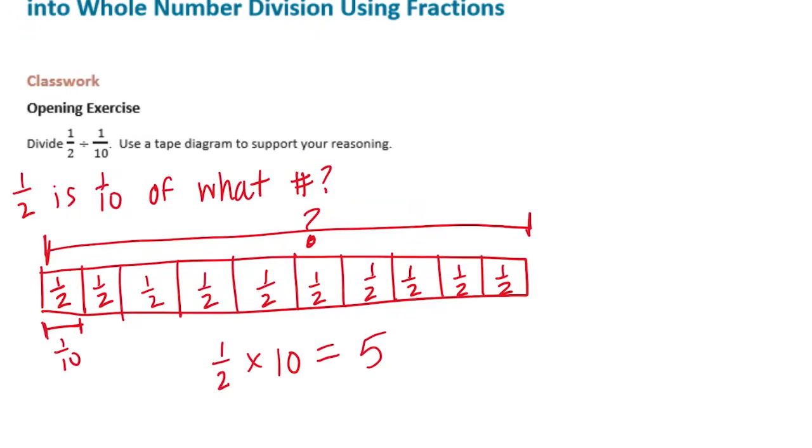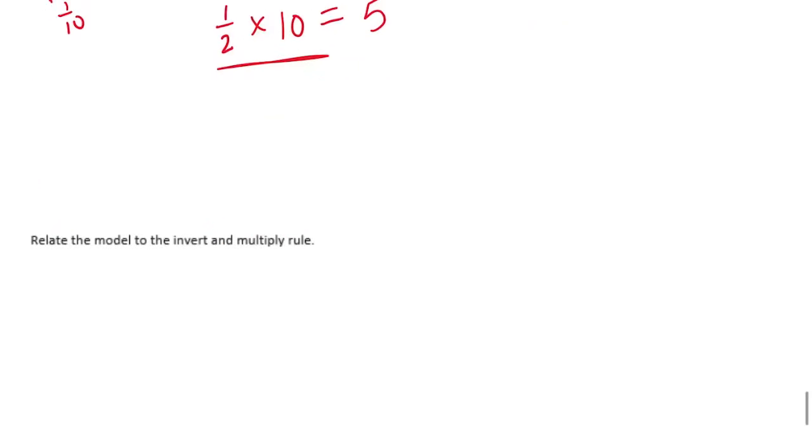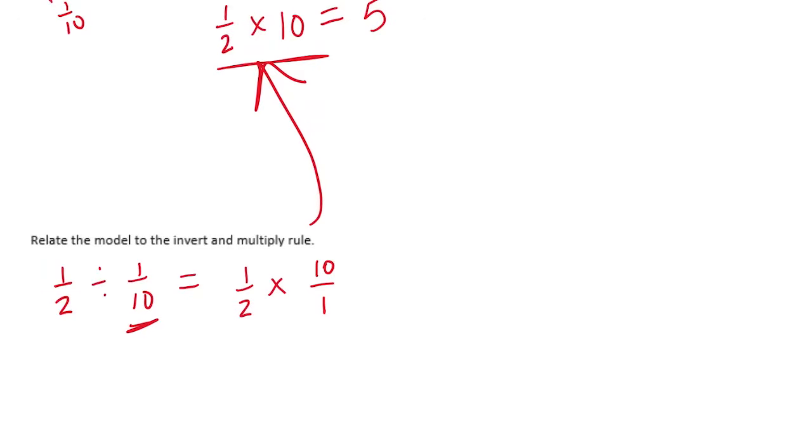5. So now it wants us to relate the model to the invert and multiply rule. So what we basically ended up with was 1/2 times 10, and the invert and multiply rule, so if we have 1/2 divided by 1/10, it changes into 1/2 times, we invert the second number, 10 over 1, which is what we ended up doing, 1/2 times 10, and we get 5. We get 10 over 2, which is equal to 5.